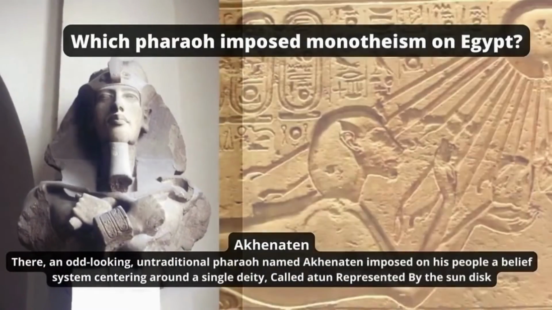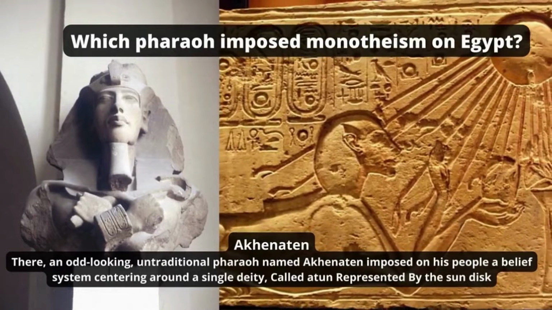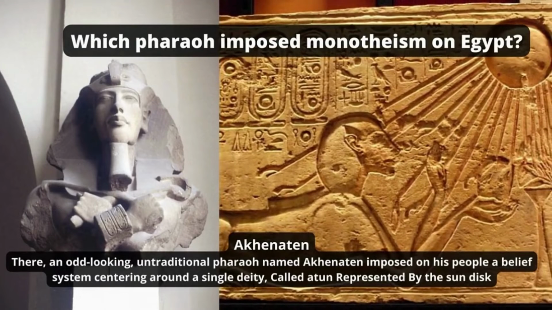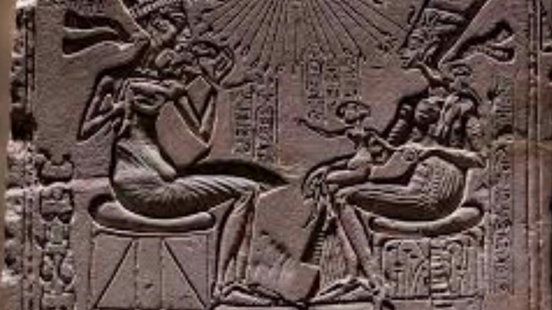Which pharaoh imposed monotheism on Egypt? Akhenaten. There, an odd-looking, untraditional pharaoh named Akhenaten imposed on his people a belief system centering around a single deity, called Aten, represented by the sun disk.